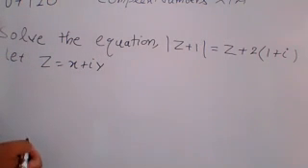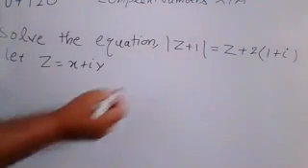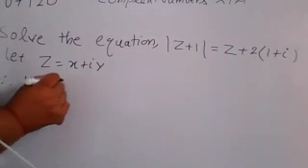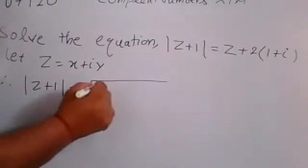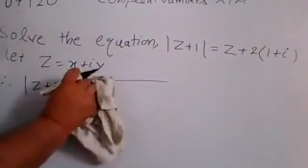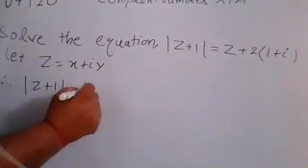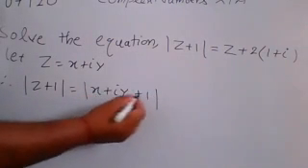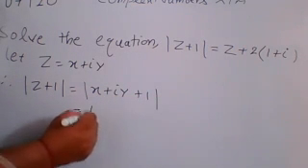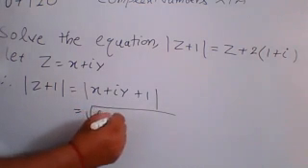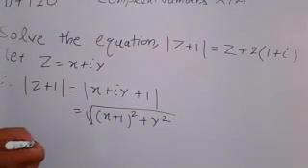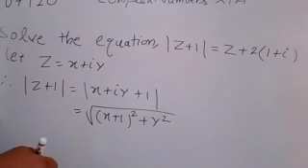So if z is equal to x plus iy, first you try to find the value of mod of z plus 1. So mod of z plus 1 can be written as x plus iy plus 1. So here x plus 1 is the real part. So that is equal to under root x plus 1 whole square plus y square, means square of real part plus square of imaginary part. So in this way, here you have the value of mod of z plus 1.